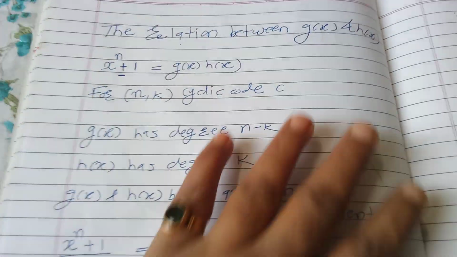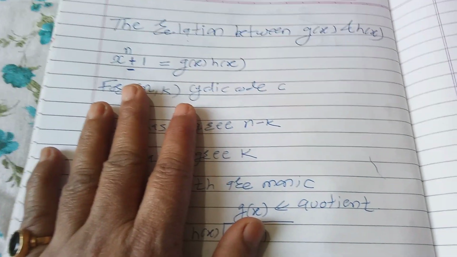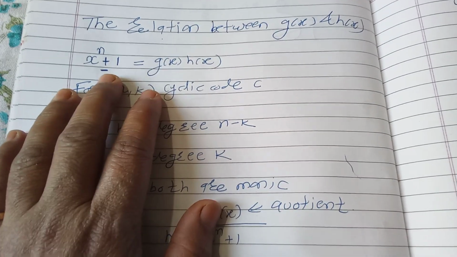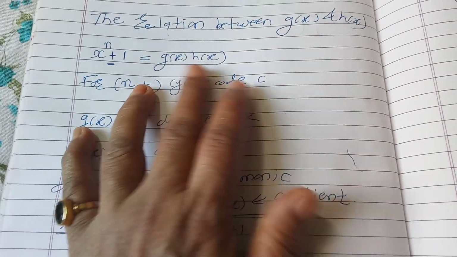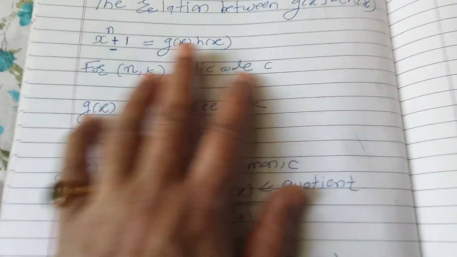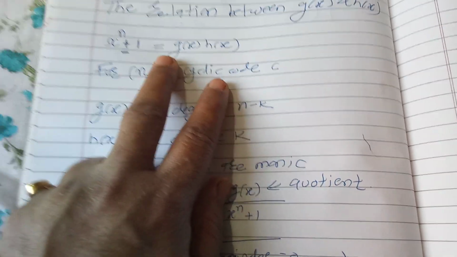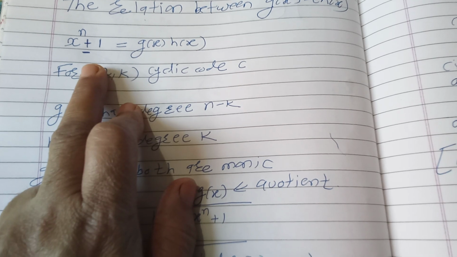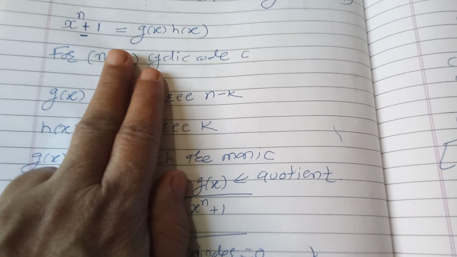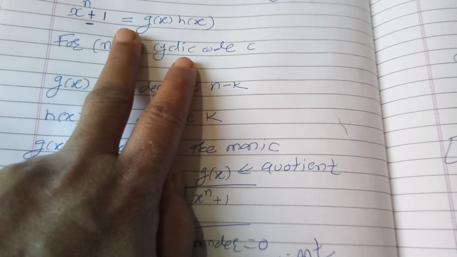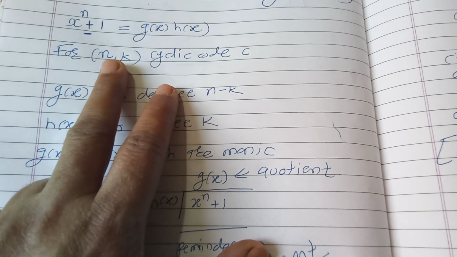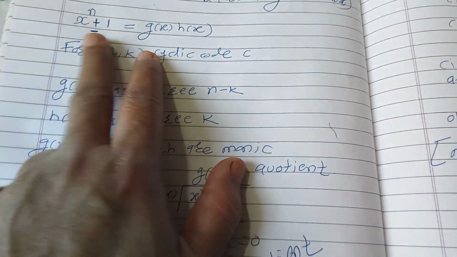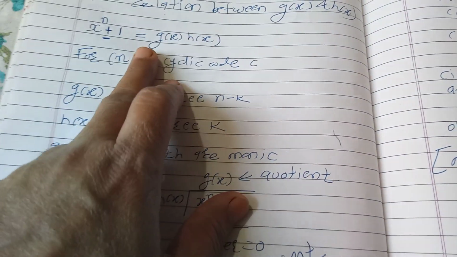Let us see the relation between g(x) and h(x) in case of the cyclic code. So x raised to n plus or minus 1, we can write it as g(x) and h(x). That means g(x) and h(x) are the factors of x raised to n plus 1 or minus 1, because in mod 2, plus 1 is equal to minus 1. So either you can write x raised to n plus 1 or x raised to n minus 1. We are writing further as x raised to n plus 1. So for (n, k) cyclic code, g(x) and h(x) are the factors of x raised to n plus 1.